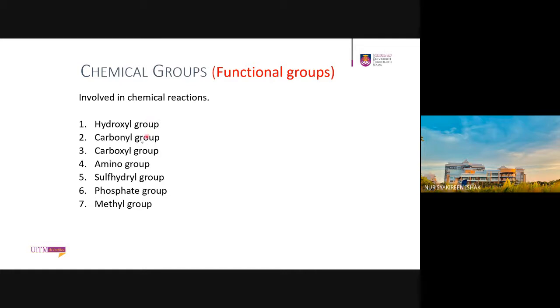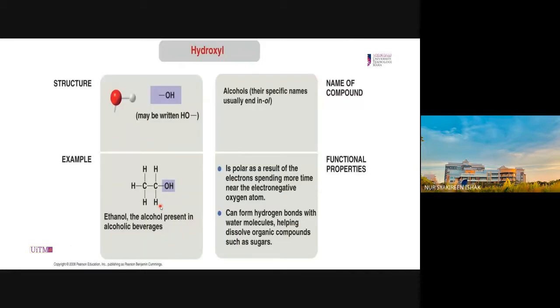Then you have the carbonyl group, CO. You have the carboxyl group, COOH. You have the amino group, NH2. You have the sulfhydryl group. The sulfhydryl group is similar to a hydroxyl group. Hydroxyl is OH, so this one is SH, the sulfhydryl group. Then you have the phosphate group, PO4, and the methyl group, which is CH3. These are the diagrams taken from the Campbell book from Pearson.